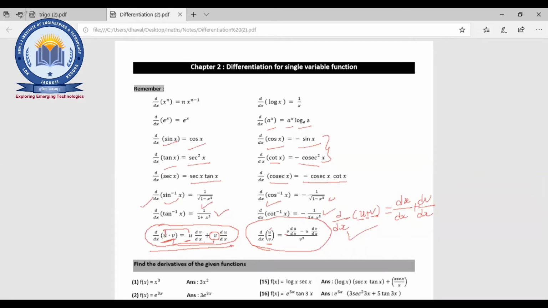Okay, any doubt? Just a simple thing: the basic differentiation, the sum rule or subtraction rule, quotient rule, and product rule, right? You just need to remember these things. In that way you are supposed to do it, right?